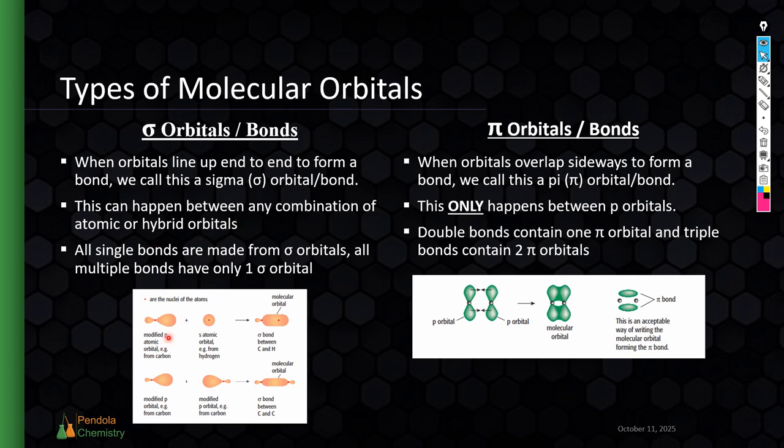Usually sigma bonding happens either between the hybrid orbital of the central atom and the s orbital of a hydrogen that's bonded to it, or between the hybrid orbitals of two different atoms that are bonding. So carbon to carbon, for example, or carbon to oxygen. Every single bond in a molecule is made from sigma bonding. All multiple bonds have only one sigma orbital, and we'll talk about why in a little bit. But essentially, this is going to happen anytime two atoms are trying to bond.